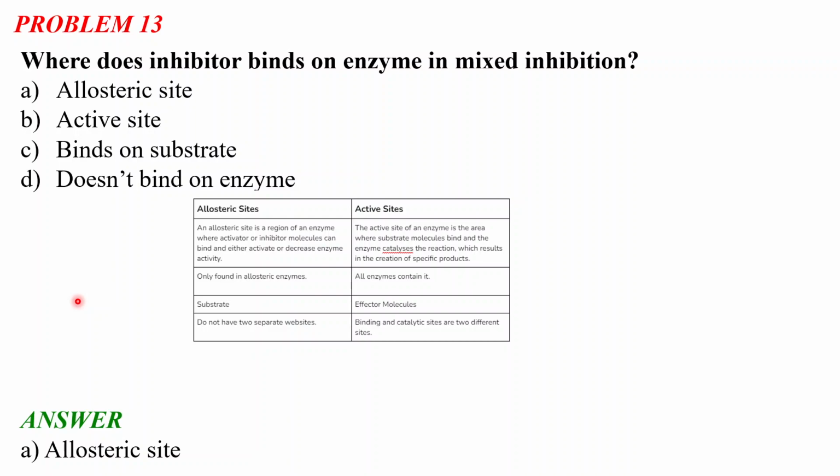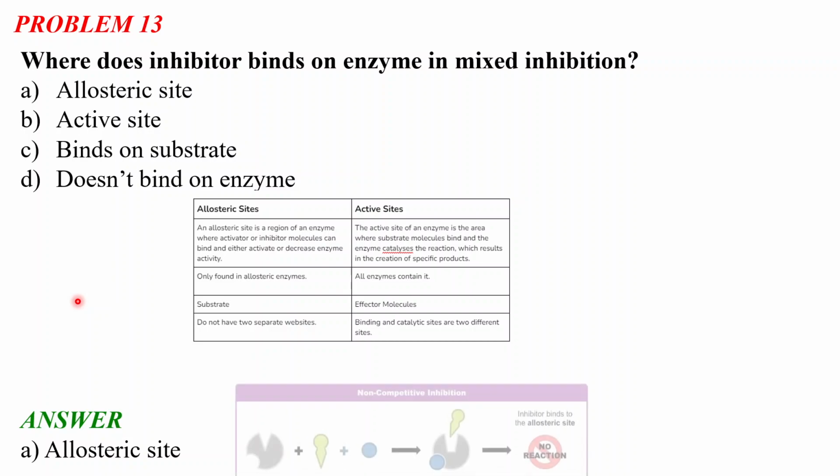This is only found in allosteric enzymes, and it does not have substrate binding, so they are two separate sites. The active site of an enzyme is the area where the substrate molecules bind and the enzyme catalyzes the reaction, where the creation of specific products happens. All enzymes contain it, and effector molecules can also bind to the active site. In the case of the active site, the binding site and the catalytic site are two different sites.